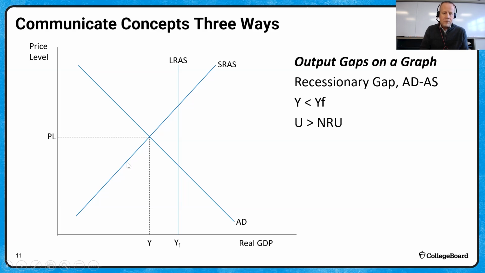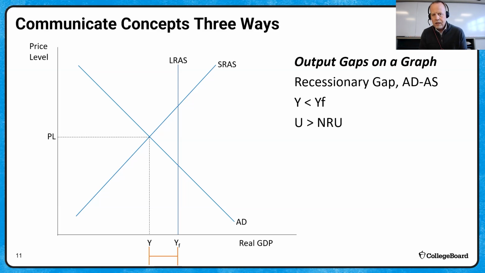The recessionary gap on ADAS is this gap right here, represented by the difference between our current output Y and our full employment output YF. That horizontal gap right there is the recessionary gap. We can also conclude from that unemployment is elevated, unemployment is higher than the natural rate. Unemployment's not literally explicitly on the model, but we can connect unemployment to what's happening down here on the x-axis. And if the full employment output level is greater than the actual output, we know there's cyclical unemployment. We know that unemployment is higher than the natural rate. All of that occurs with a recessionary gap.